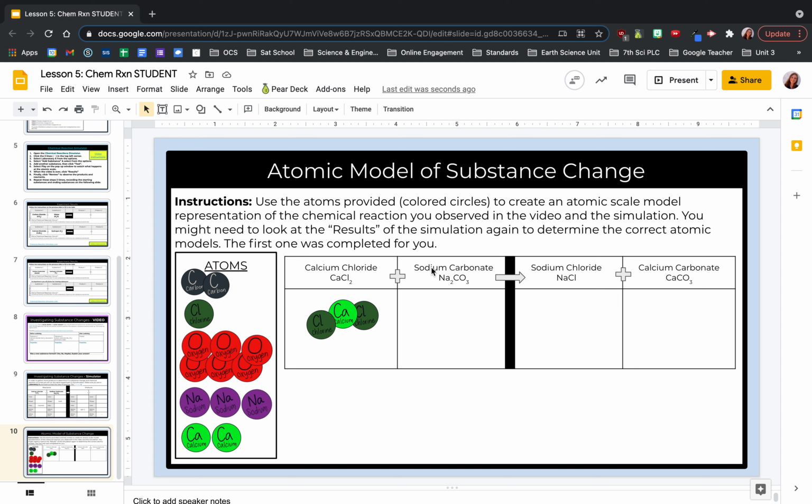Then you'll move on and do sodium carbonate. Sodium carbonate is Na2CO3. That means you're going to use two sodium atoms, one carbon atom, because there's no number after the C, it's an implied 1, and three oxygen atoms. Again, it doesn't matter the order you connect them for now, just make sure that they're all touching each other. You'll repeat that process for sodium chloride as well as calcium carbonate.